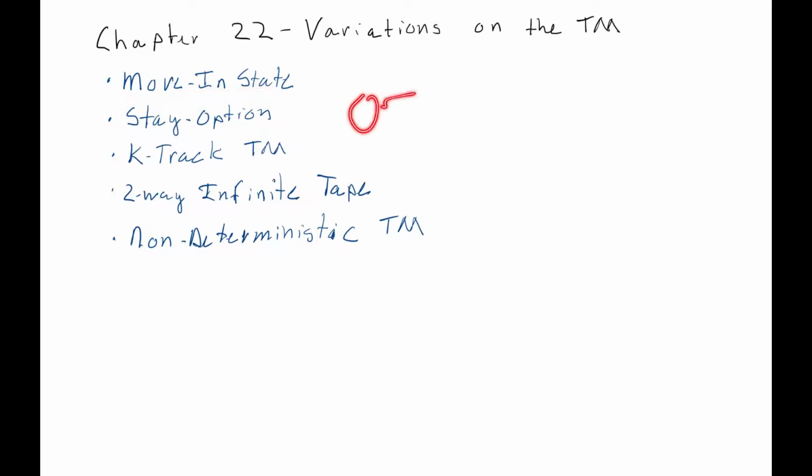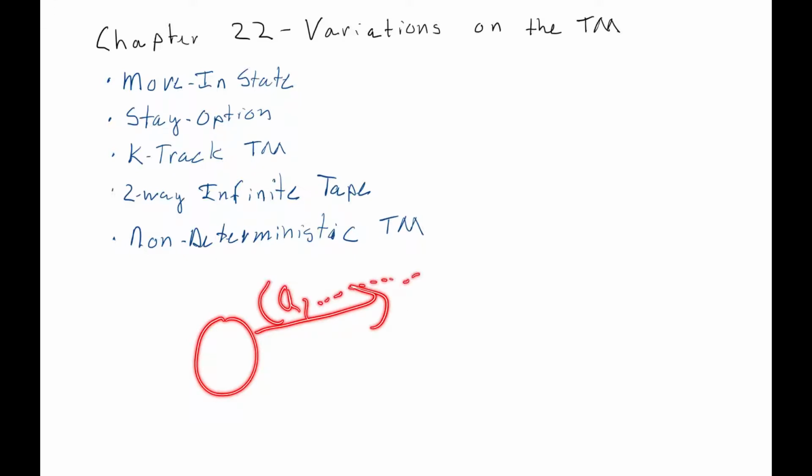Instead of having the move on the edge, we'd have a move inside of the state instead. A stay option is so that we don't have to move the tape head. A two-way infinite tape is having an infinite number of blanks, both forward and backward. And then the k-track Turing machine means that we have more than one tape head to work with. And a non-deterministic Turing machine means that instead of only having one path to follow per letter, we can actually have two paths and make a non-deterministic Turing machine.